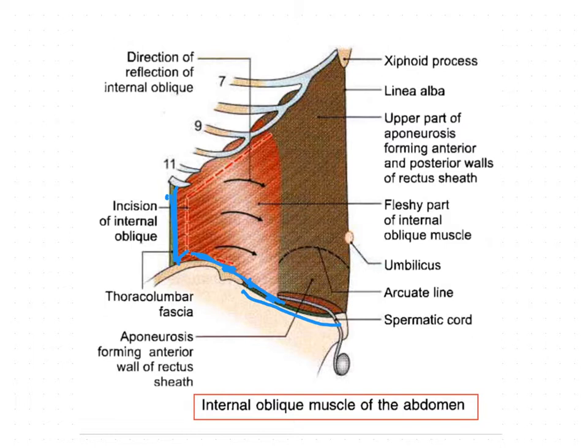And fibers from near the anterior superior iliac spine run transversely medially. So as a whole we can say these fibers will run upwards, forwards and medially, crossing the fibers of the external oblique muscles at right angles. So the external oblique muscles will run like this, and the internal oblique muscles will run upwards, forwards and medially, crossing the fibers of the external oblique muscle at right angles. You can see how these muscles cross the external oblique at right angles.